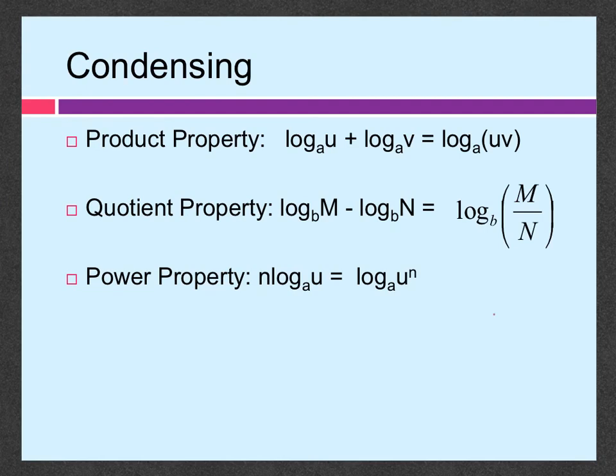So this is condensing. Now we're working the other direction. Notice that on the left-hand side of the equal sign, you have more than one log. They have to have the same base, and then we can condense them. If it's addition, it becomes multiplication. If it's subtraction, it becomes division. And if it's a number on the front, it becomes the exponent on the larger number. So this is the reverse of what we did before. What we did before was expand, and now we're condensing. Same properties though.